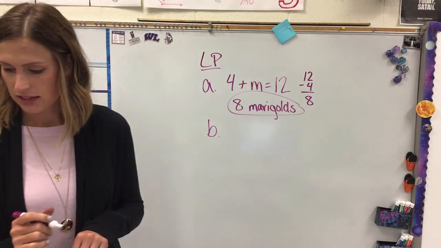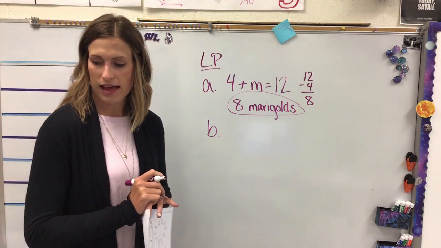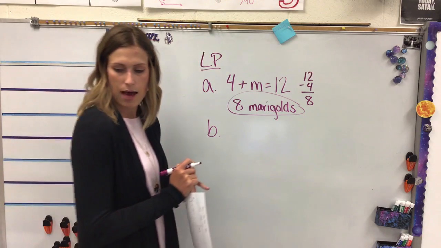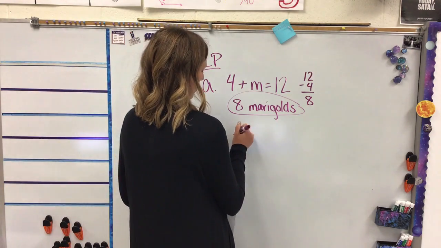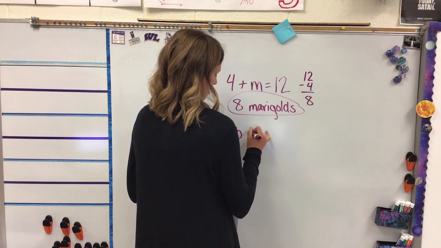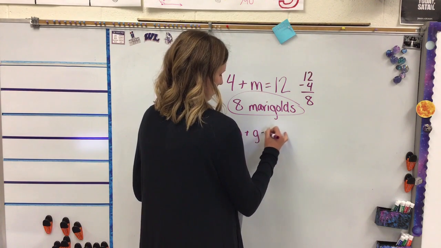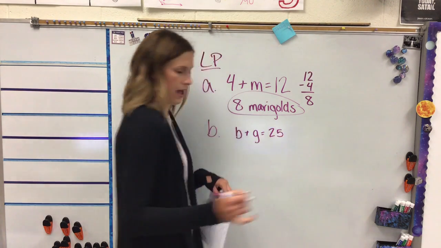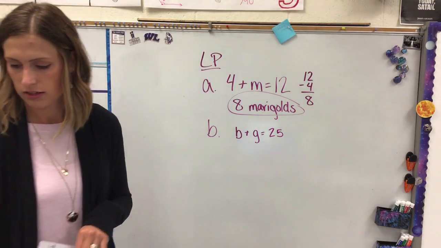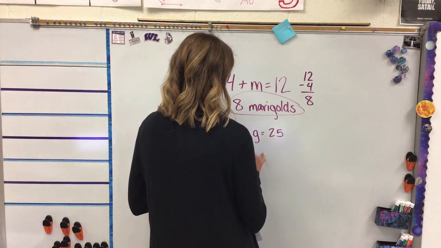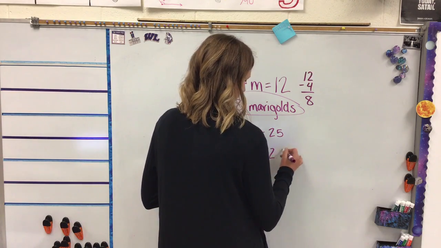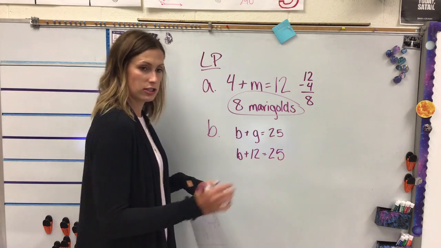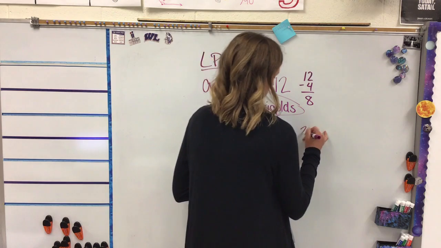All right. B says 12 of the 25 students in the class were girls. How many were boys? So boys plus girls equals 25. Well, it told us how many girls there were. There were 12 girls. So boys plus 12 equals 25. Let's go ahead and make it into a subtraction sentence. 25 minus 12.